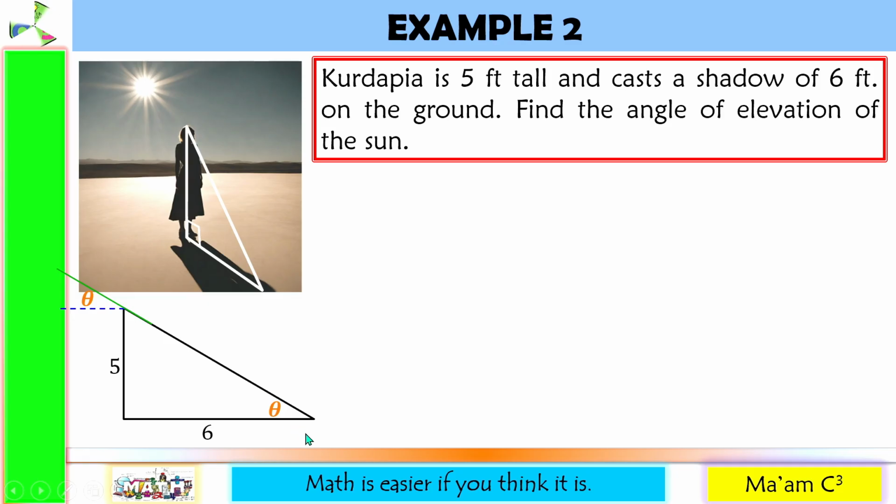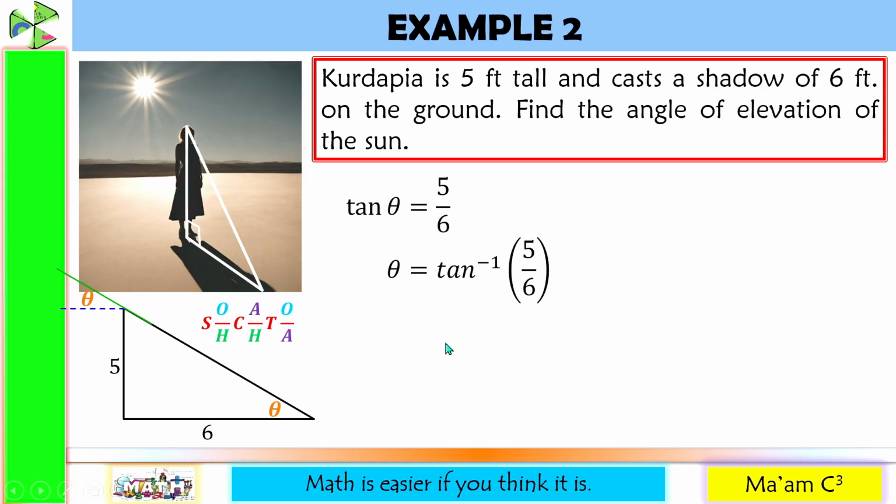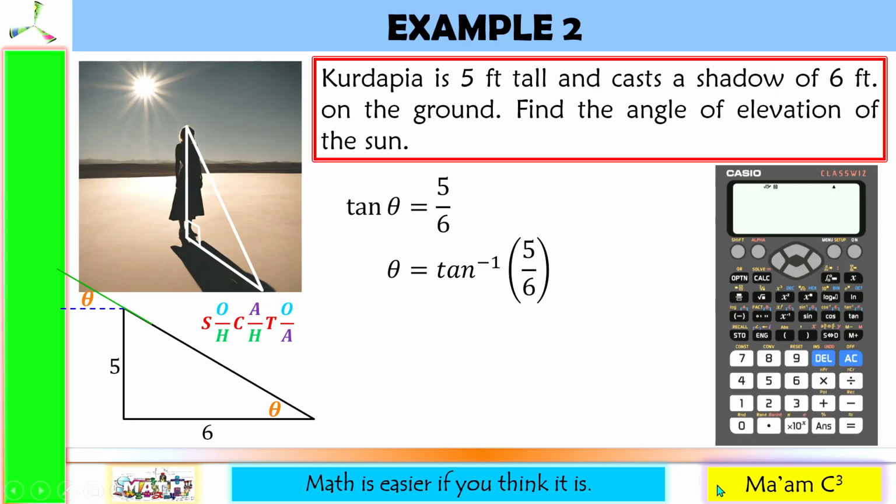Let's bring out again our mnemonic device, SOHCAHTOA. In reference to this angle, this is the opposite, while this one is the adjacent. Opposite, adjacent, we're going to make use of tangent. Tangent theta is equal to 5/6. Once again, we are looking for the value of the angle, so we're going to make use of the inverse function, arctangent. Theta is equal to arctangent of 5/6. Let us solve for the value of the angle.